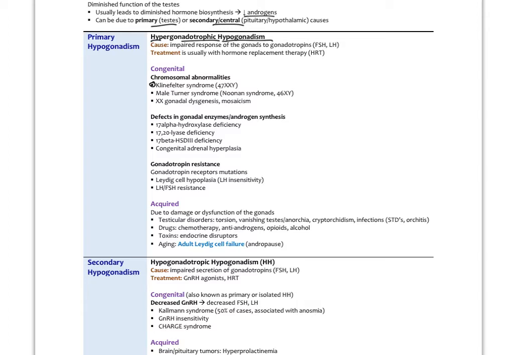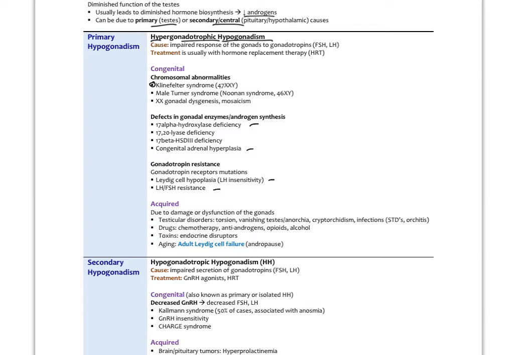There could be genetic defects in some of the androgen synthesis enzymes, like 17-alpha hydroxylase deficiency, and so forth. These would all be different variants of congenital adrenal hyperplasia as well, so we're going to see a decrease in adrenal hormone synthesis too. Gonadotropin resistance would essentially be mutations in the gonadotropin receptors for LH and FSH. Leydig cell hypoplasia would be from LH insensitivity, and then there's general LH and FSH resistance. These are much more rare, but I put them on the list just for completion.